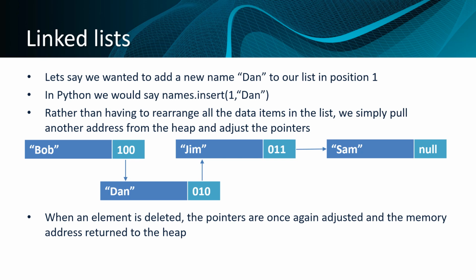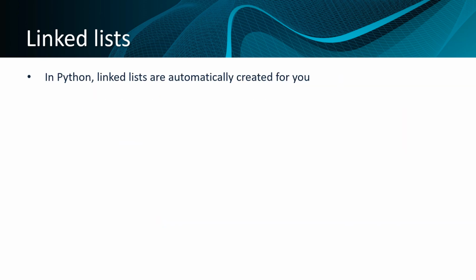When an element is deleted from a linked list, the pointers are once again adjusted, and the memory address is returned to the heap so it can be used in the list again if something else is added. In Python, linked lists are automatically created for you. Whenever you use a list in Python, it is a linked list in the background.